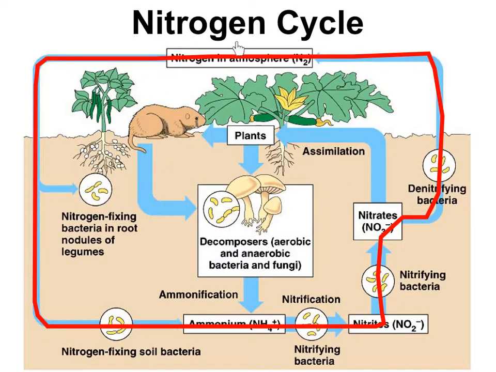So we just went through this outer cycle of the nitrogen cycle. Nitrogen-fixing bacteria bring N2 from the atmosphere and turn that into ammonium in the soil by nitrogen fixation.